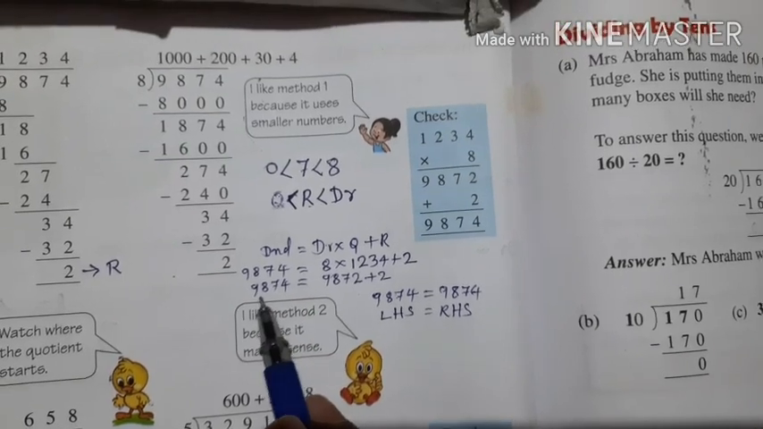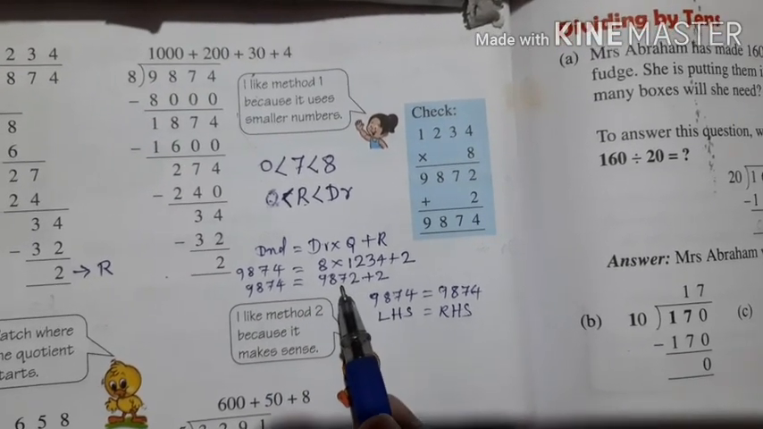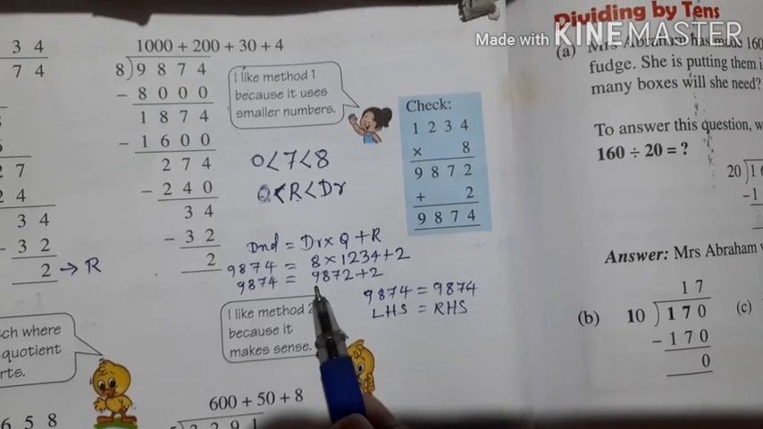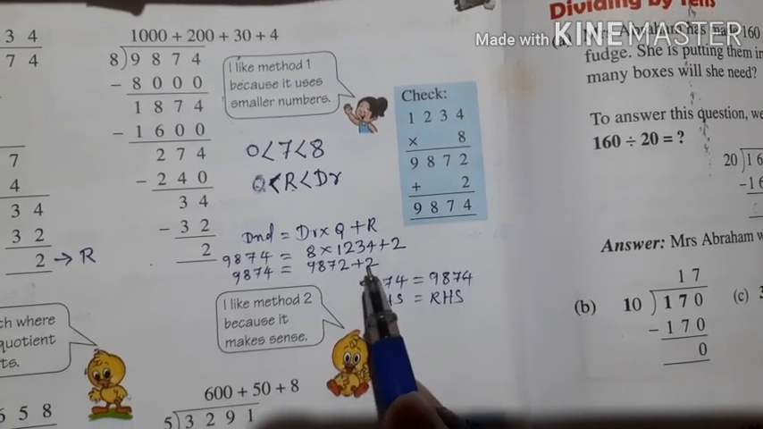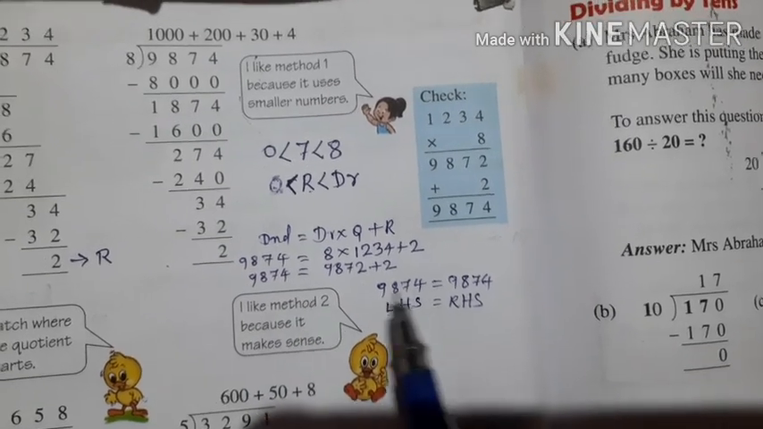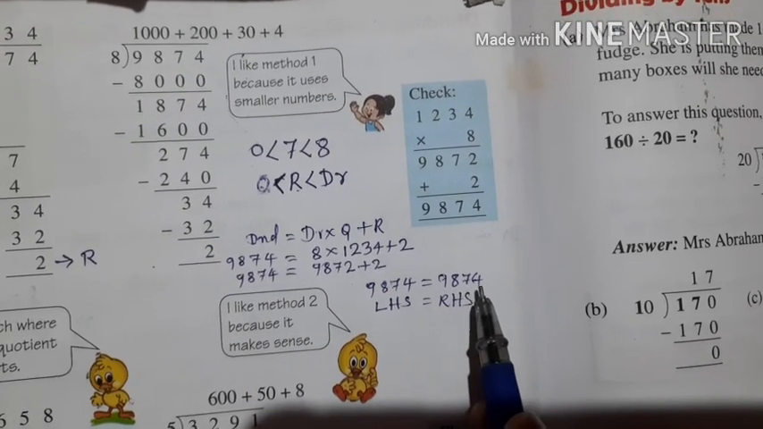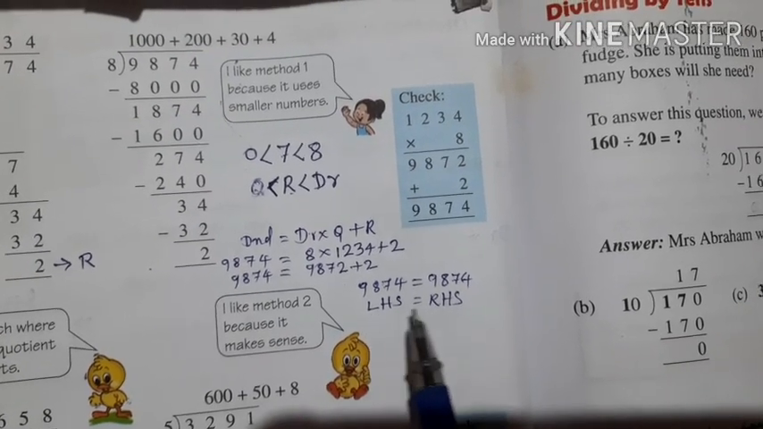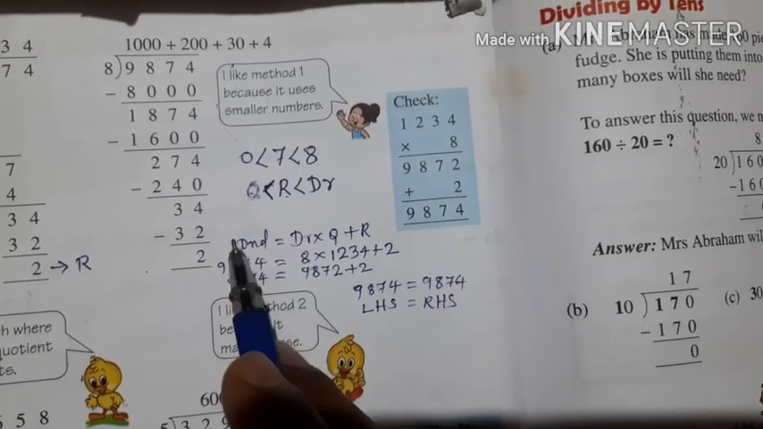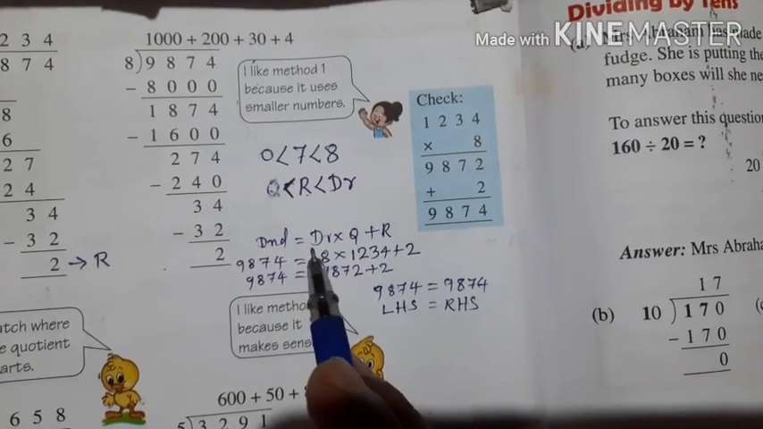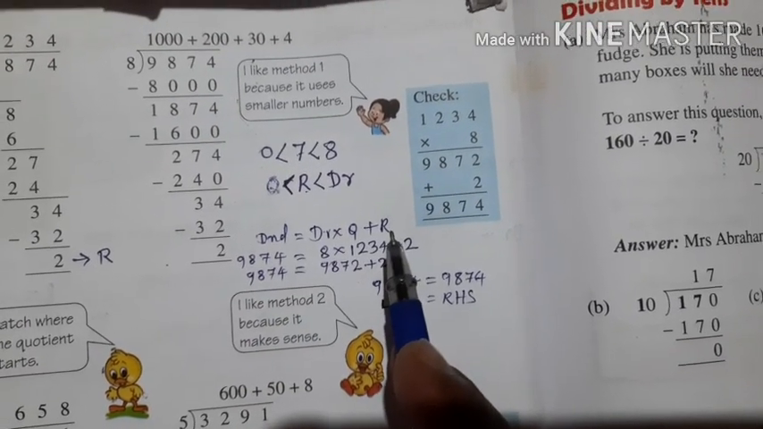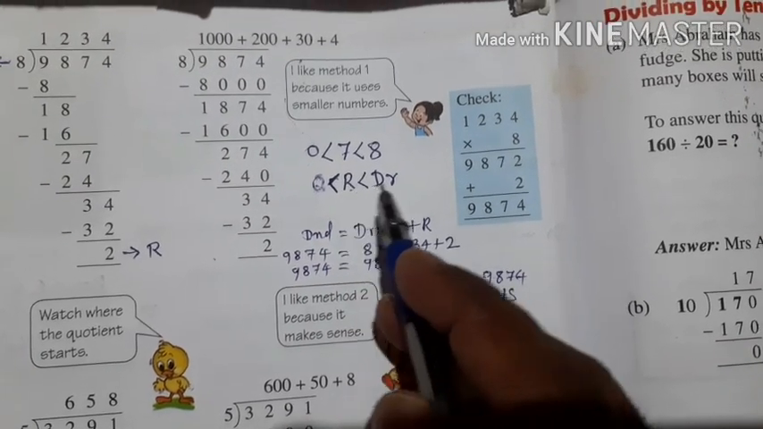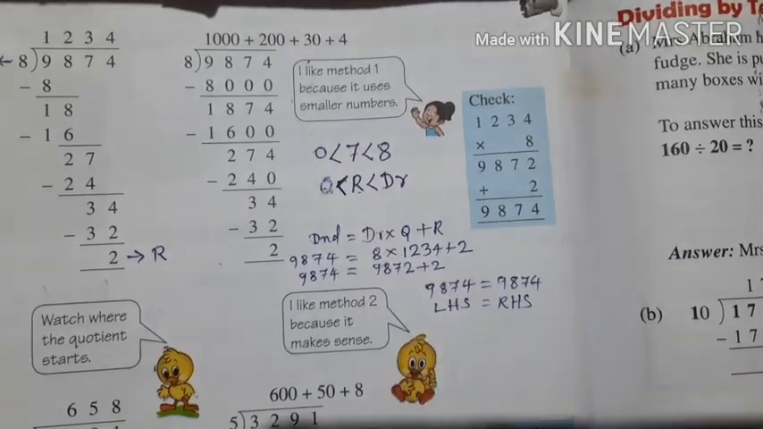Then the left hand side becomes equal to the right hand side if we add this remainder to here. That is why 9,872 plus 2 is equal to 9,874. So the left hand side becomes equal to the right hand side. Hence the verification is true. Hence dividend is equal to divisor into quotient plus remainder here. And the remainder is greater than 0 but less than the divisor.